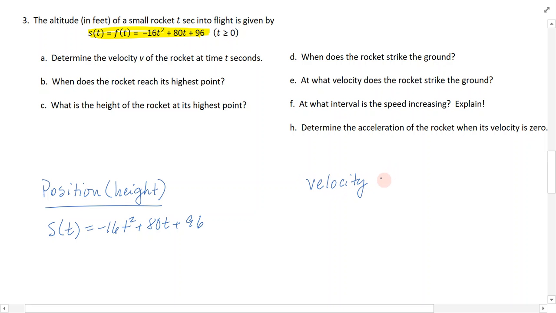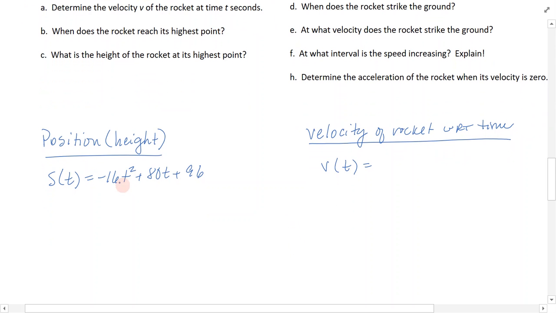The velocity of the rocket with respect to time. So the velocity is simply the derivative of the position function. Now we can come over here and we can see that the derivative of this position function is going to be negative 32t plus 80. So negative 32t plus 80 is the velocity after t seconds. So that's part A.